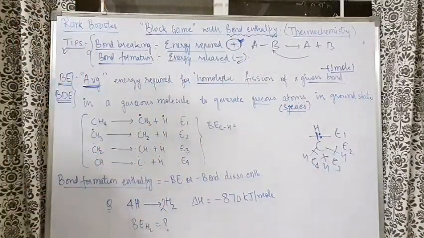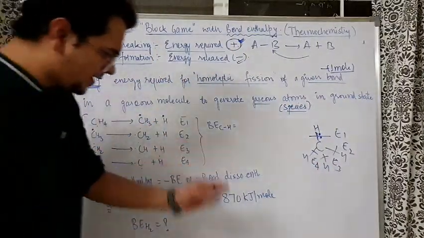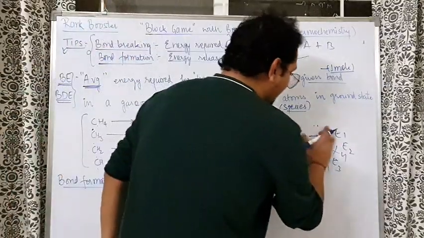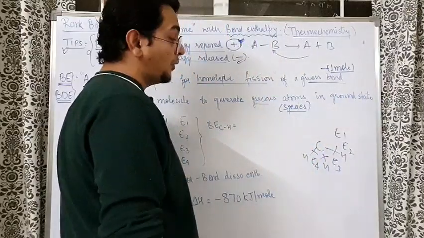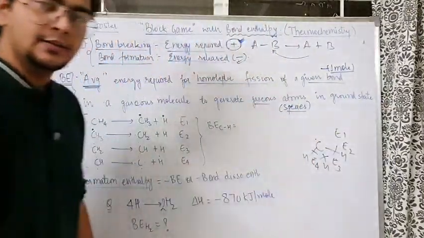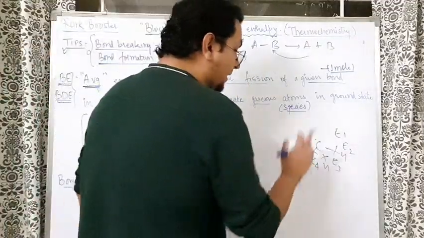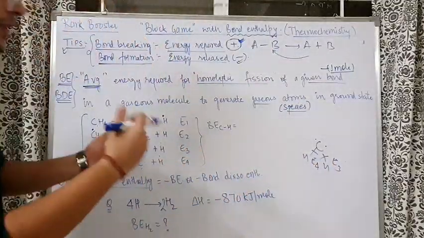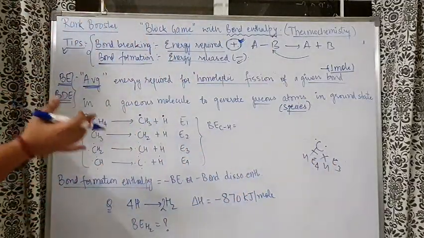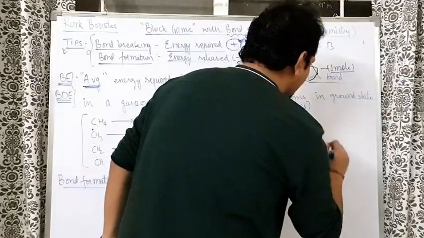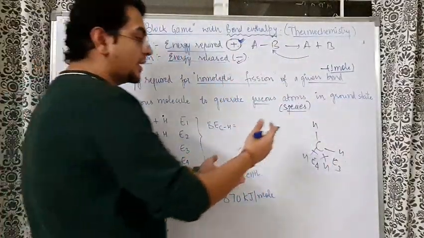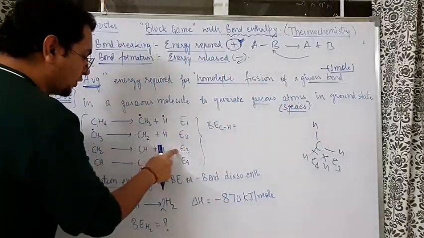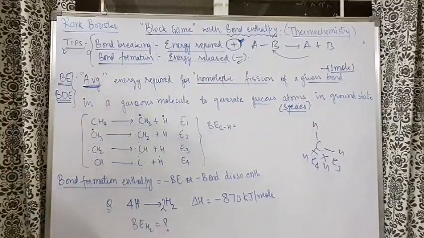Sir, will these E1, E2, E3, E4 be different? 100% they will be different. Why? Think about it. You are breaking the bond from neutral methane, getting a radical. Then breaking the bond from this radical, which is comparatively unstable, and getting a carbene, so obviously the energies are changing. When you break a bond from methane, it is going to be tough because it is a neutral stable molecule. So understand, even E2, E3, E4 are going to be different, that's for sure.